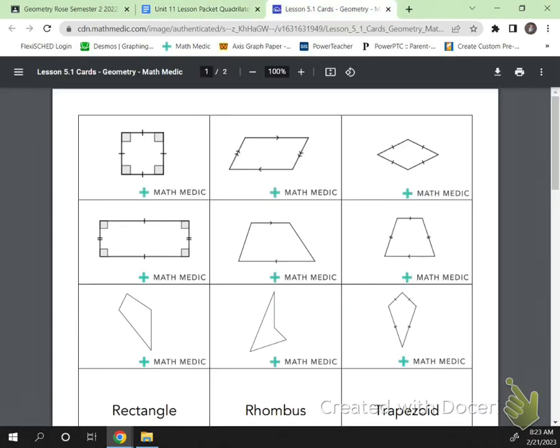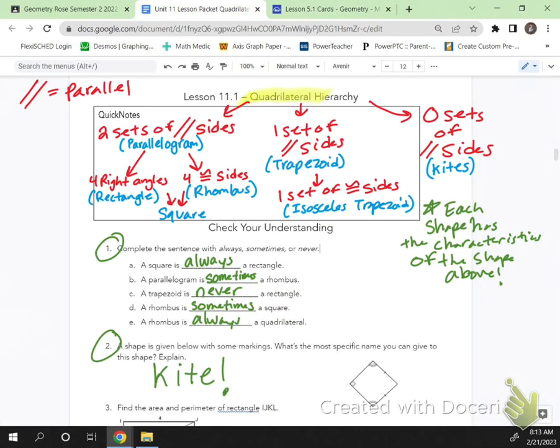Go back and look at a kite. Which one's the kite? You mean this one? A kite. Yeah. A kite has two sets of parallel sides, but it's not like a parallelogram where there's parallel. Do you see how the congruent sides are not parallel to each other? So it's different. This is a kite. Let's go back and add it to our notes. A kite.